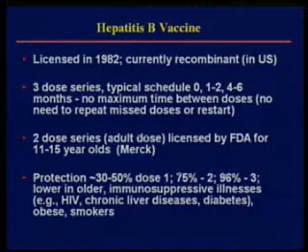There's 30 to 50% protection with the first dose. This is important: 75% after the second dose, and 96% after the third dose. The protection level is lower if you're in the older group, if you're immunosuppressed, if you have HIV, chronic liver disease, diabetes, are obese, or are smokers.